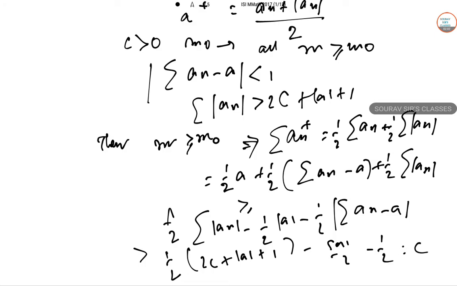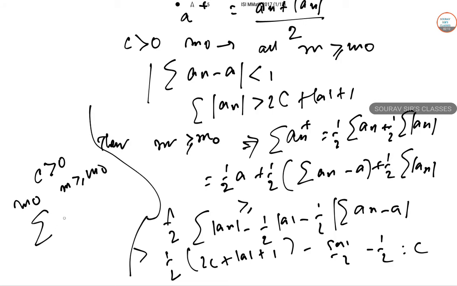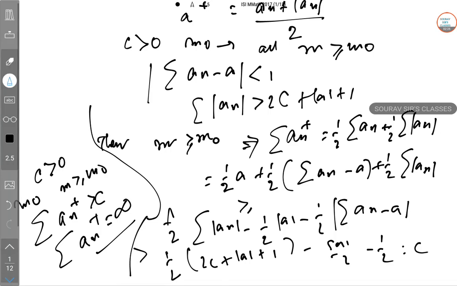So now for any c which is positive, there exists an m0 for which m greater than or equal to m0. So now we can say this a_n plus is greater than c. So in other words, the sum of a_n positive is infinity. So that's the answer to the first question.